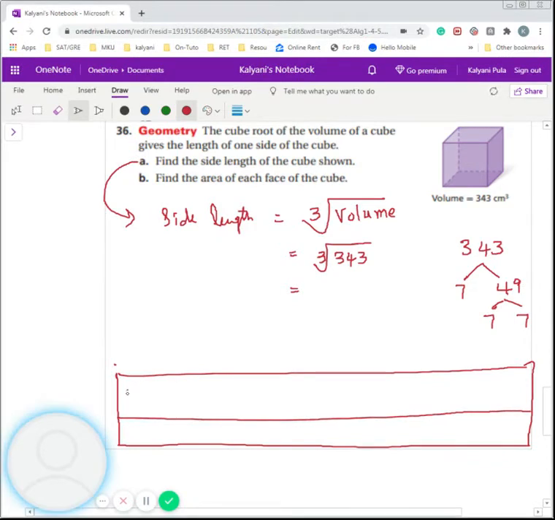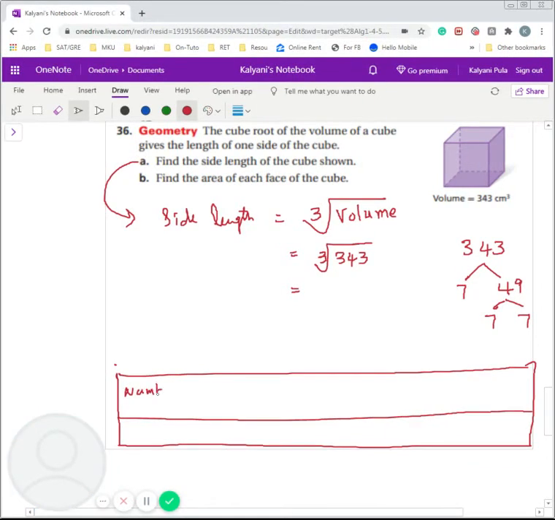Okay, so this is a number, and this is a cube. So 1 cube is, just tell me, answers for me. 1 cube is? What's 1 cube? 1. There's 1 times 1 times 1.